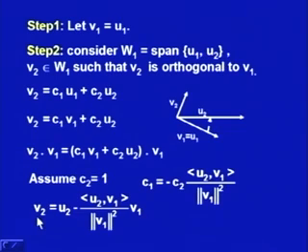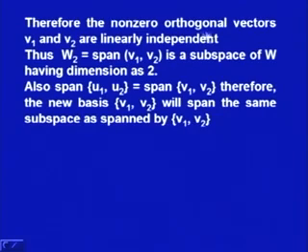So, we have obtained vector v2 which is perpendicular to v1. So, for given two vectors we have two orthogonal vectors. Now, therefore, the non-zero orthogonal vectors v1 and v2 are linearly independent, this we have just now proved. Now, the span of v1, v2 is a subspace of W having dimension 2 because these vectors are independent.